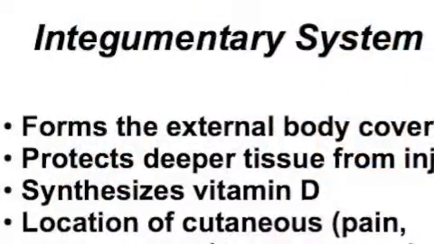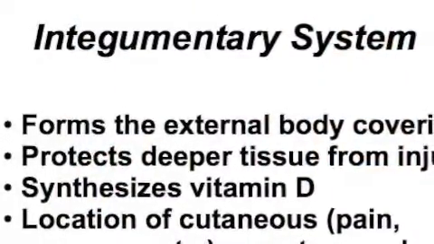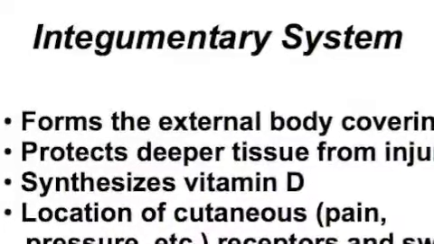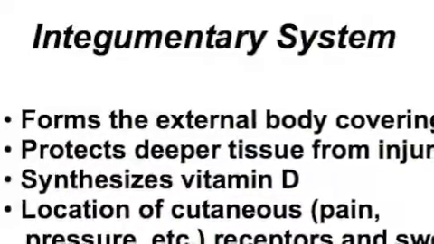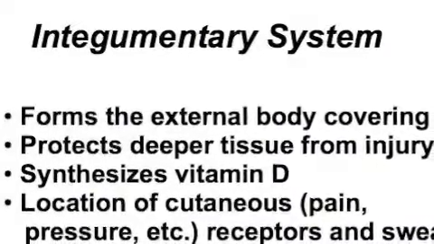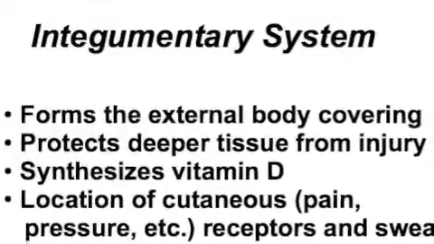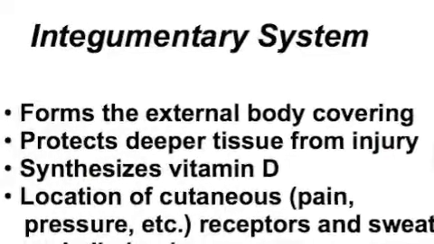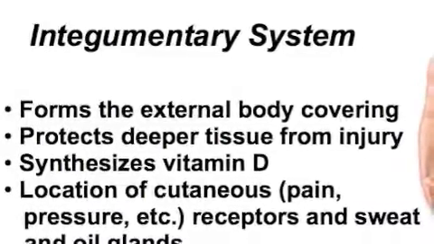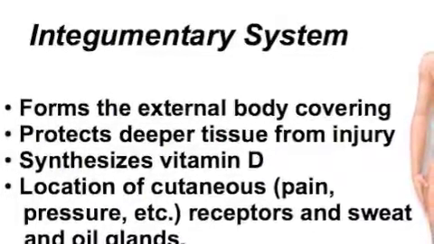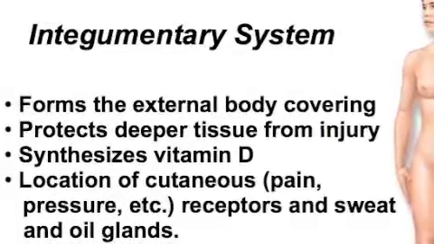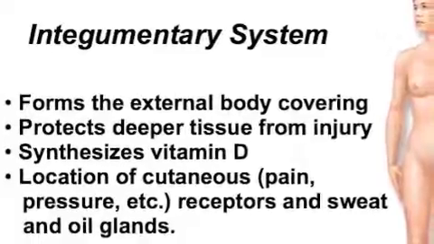Let's briefly touch on the body systems. We start with the integumentary system. The skin is our largest organ. It forms the external covering of our body. It protects the deeper tissues from injury, so when we bang into things, we don't bleed out. The skin also makes vitamin D. And interestingly, since we're outdoors less frequently, our vitamin D levels are too low. And vitamin D helps with many, many body functions.